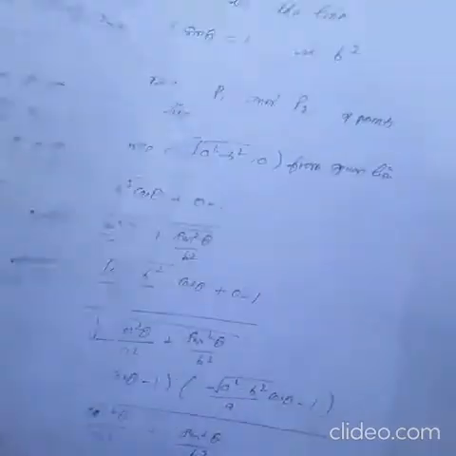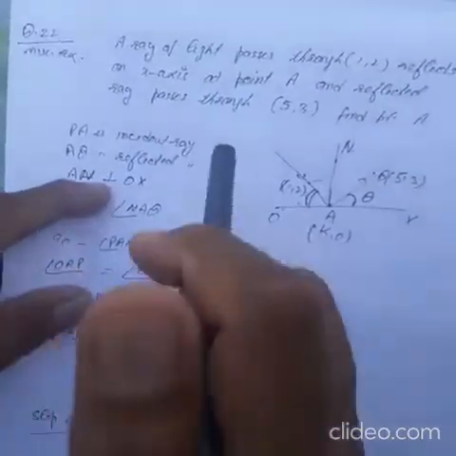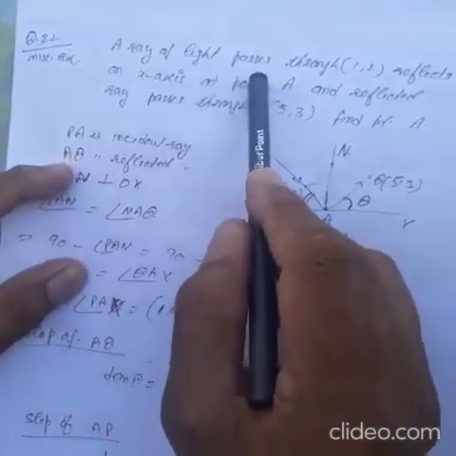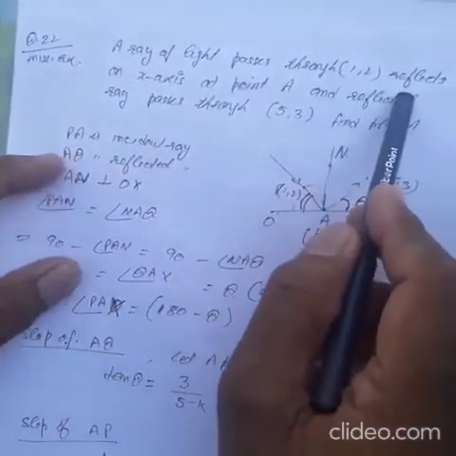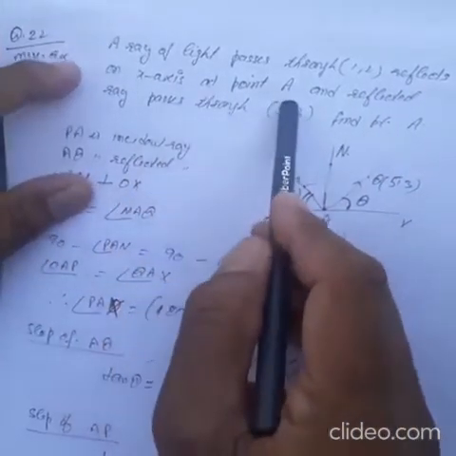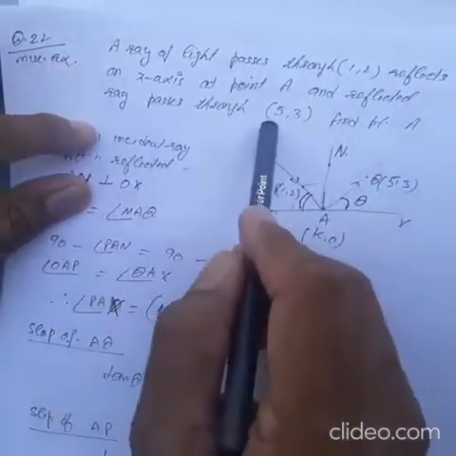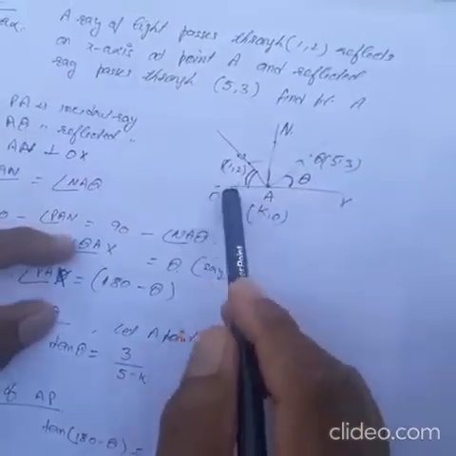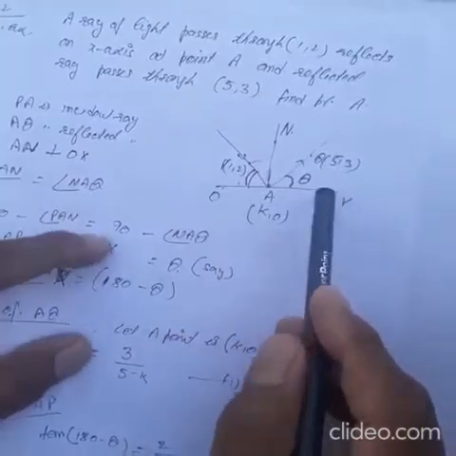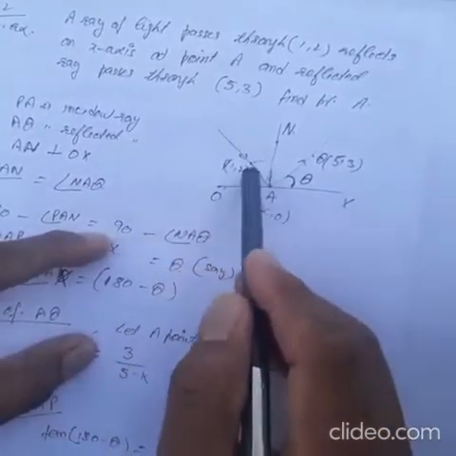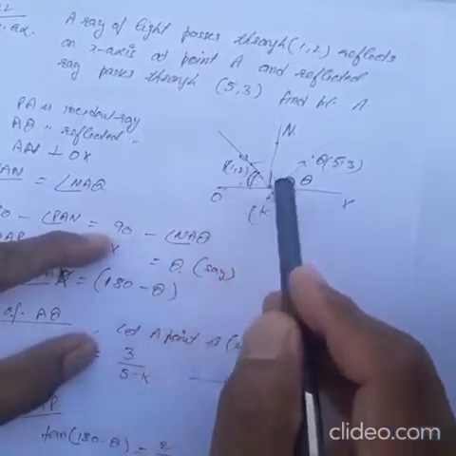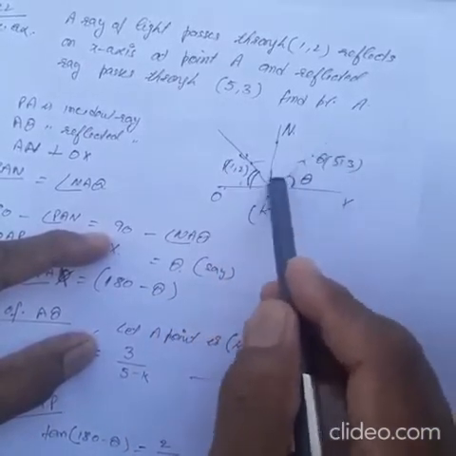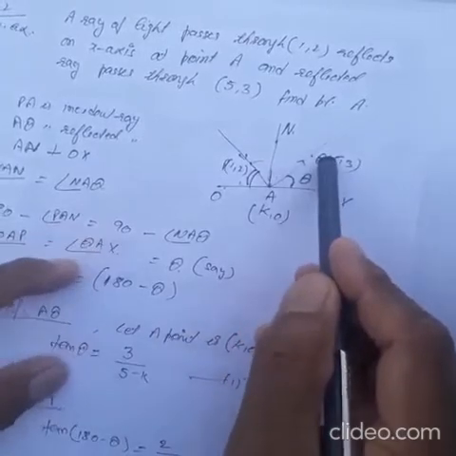Now move on to the next question. Question number 22, and the statement is: a ray of light passes through 1, 2, reflects on the x-axis at a point A, and the reflected ray passes through 5, 3. Find point A. Now this is the x-axis. I have drawn OX only. This is the incident ray passing through point P. It is reflected at point A. And this is the reflected ray, which passes through point Q.